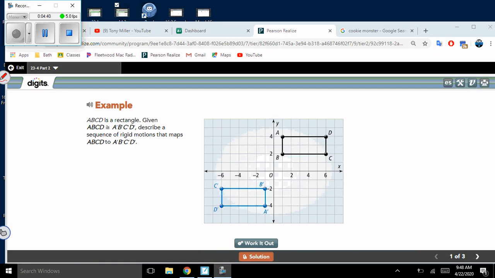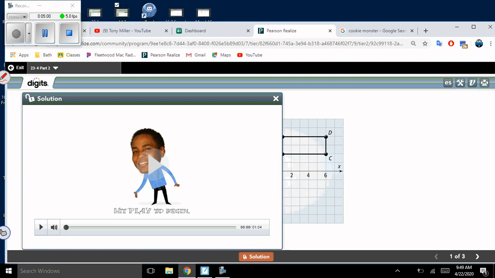Okay, we're back here with part 2 on 23.4, and it wants us to describe a sequence of rigid motions that maps A, B, C, D to A prime, B prime, C prime, D prime. I think we're going to let those guys show you. They are going to be able to handle this in about a minute, which is probably faster than I could roll through it. So here we go with their description on that.